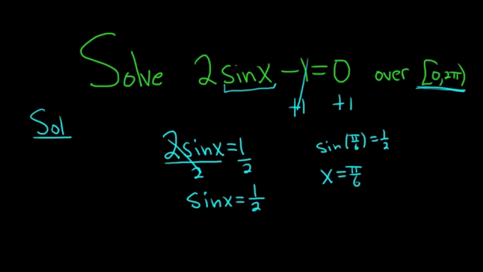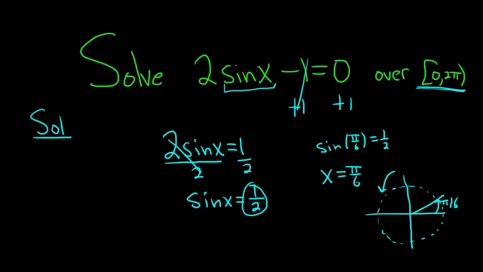Okay. So now the question is, is there another angle that will give us 1/2? Well, here's pi over 6. So on the unit circle, sine is the y-coordinate. So we're looking for the other angle that's a multiple of pi over 6 that is positive, right? So that means the other angle has to be here, because this is positive, so our other answer has to be in quadrant 2. So that angle is 5 pi over 6. Okay, so the other answer here is 5 pi over 6.